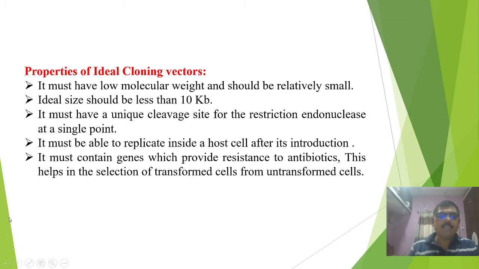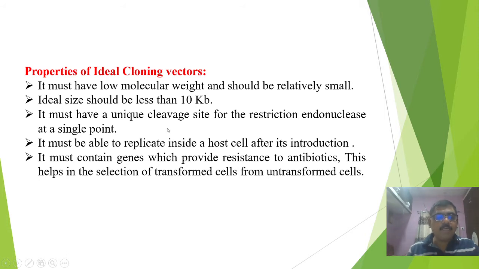These cloning vectors must have a low molecular weight and should be relatively small. The ideal size of the vector should be up to 10 kb. Then it must have a unique cleavage site for restriction endonuclease at a single point, and it must be able to replicate inside the host cell after the introduction.